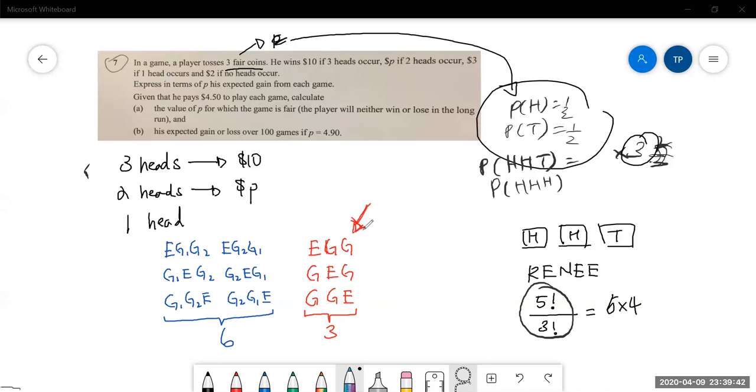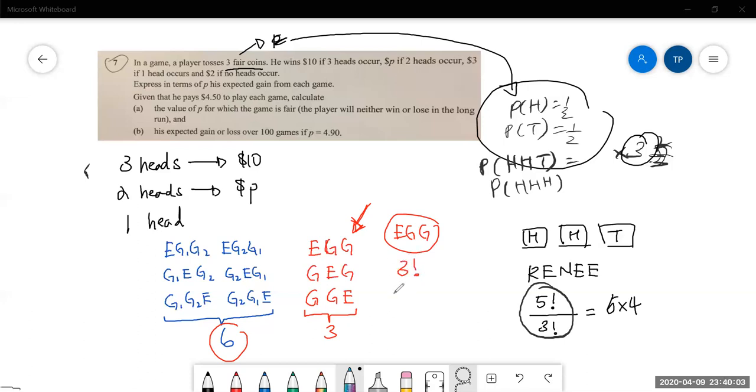So how many arrangements are there in egg? There are only three arrangements. But why are there six here? So how do I get to three? Let's say I want to rearrange E-G-G. I know that there are three letters here, so how do we permute all three letters? It's 3 factorial, correct?